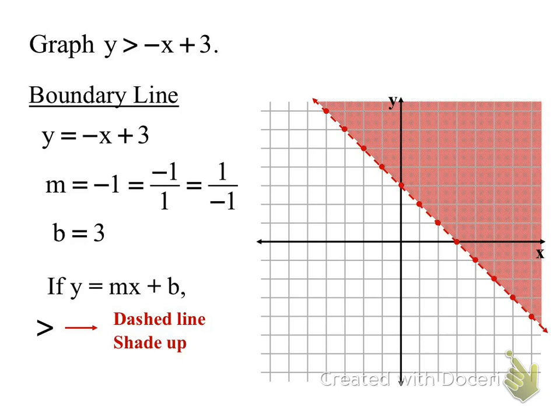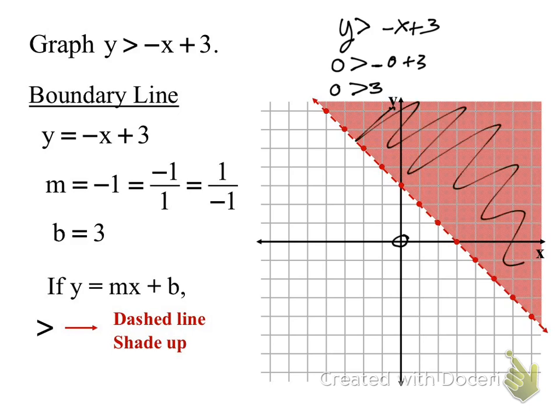So if I were going to do a test point, what point do you want to choose? Should we choose 0, 0? So let's choose 0, 0. The equation is y is greater than negative x plus 3. So I'm going to do 0 is greater than negative 0 plus 3. Is 0 greater than 3? No. So do you see how I don't shade that side? I shade the opposite side.